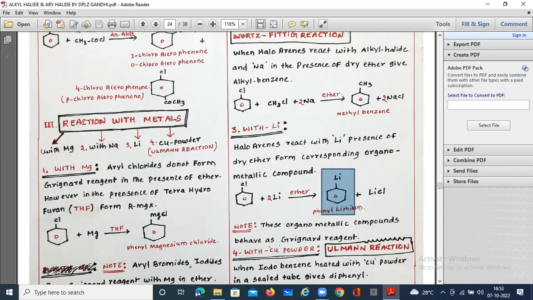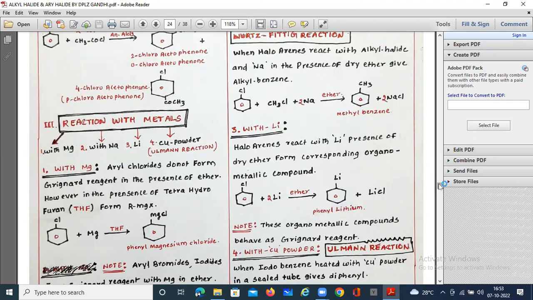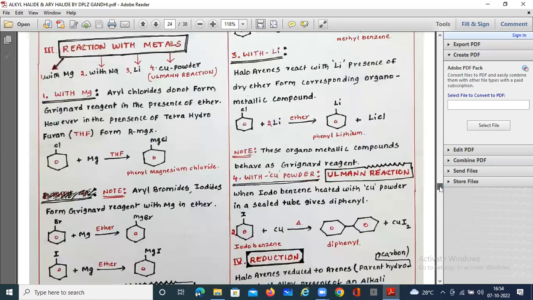So the organometallic compounds obtained when haloarenes react with lithium metal in the presence of dry ether, these organometallic compounds can behave as a Grignard reagent. Okay, this is an important point, people should note it.